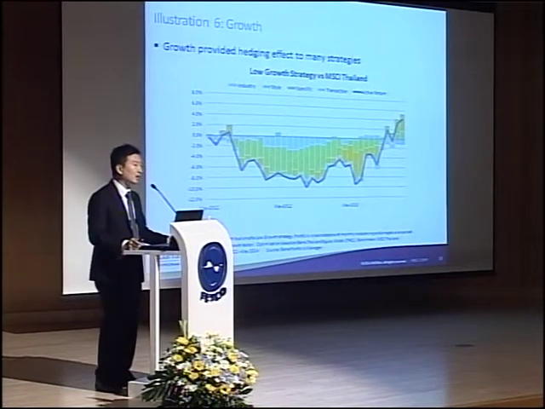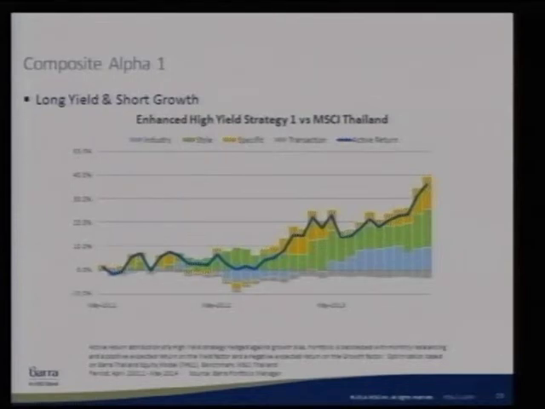So can we actually combine some of these different strategies and form something that is better? The first composite alpha that I want to show you consists of two strategies. Basically, long yield, which we know has a positive return, and short growth, which is not necessarily the best return driver, but seems to have some hedging effect given that yield is not strong when the market is strong, but short growth is actually one possible source of return during that period.